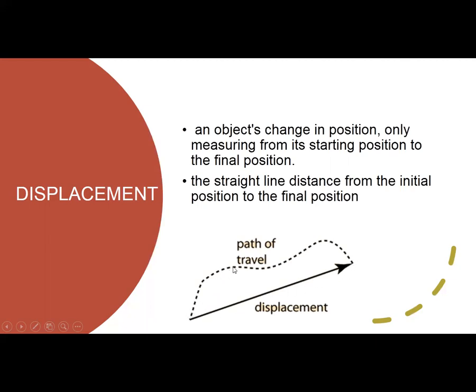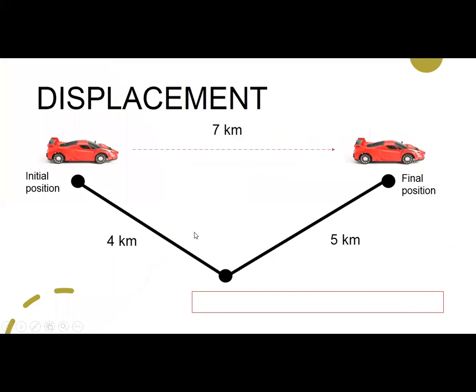No matter where the object traveled, hindi siya minimeasure, kundi ang displacement ay yung straight line lang, distance lang ng initial position to the final position. So, here is an example. So, sa example kanina, itong red car ay nag-travel from here to this point until this point. So, ang displacement dyan ay hindi ito, kundi yung straight line lang from initial position to the final position.